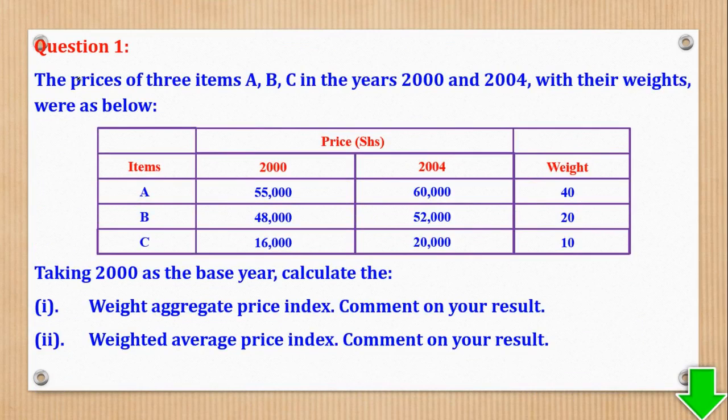So with that, let's go through these questions. Question 1 says the prices of 3 items A, B, C in the years 2000 and 2004 with their weights were as follows. Previously we have been given item and prices, but now they add on what we call the weights. Taking 2000 as the base year, calculate (i) the weighted aggregate price index and comment on your result, (ii) the weighted average price index and comment on your result.